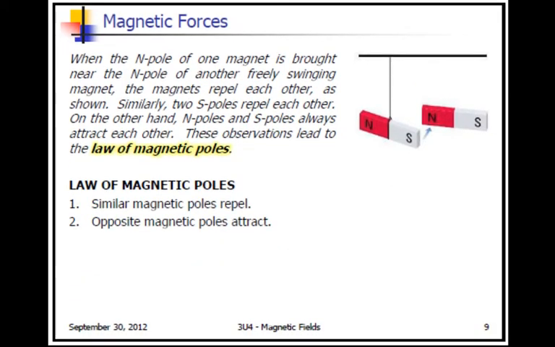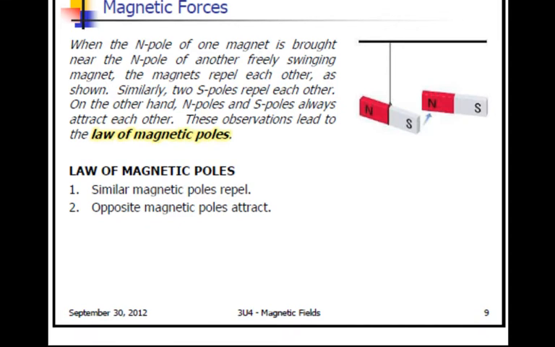When the north pole of one magnet is brought near the north pole of another freely swinging magnet, the magnets repel each other, as shown. Similarly, two south poles repel each other. On the other hand, north poles and south poles always attract each other. So these observations led to the law of magnetic poles: similar magnetic poles repel, opposite magnetic poles attract.